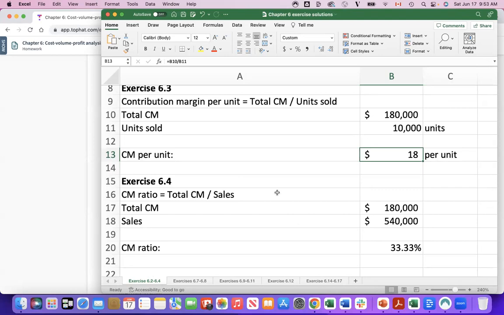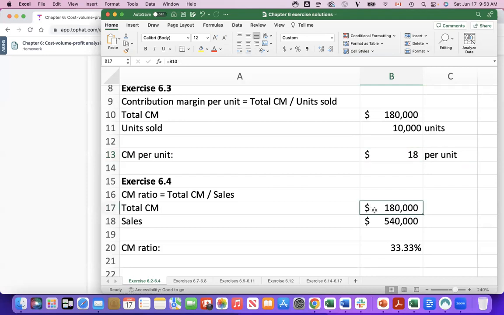So how do I calculate my contribution margin ratio? Again, there's a couple ways you could do it. You could do contribution margin per unit divided by the selling price per unit, or you could do total contribution margin divided by total sales. I chose to do the latter method. You'll get the same answer.